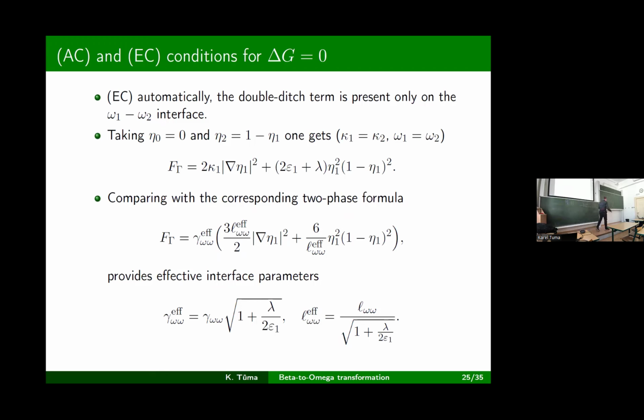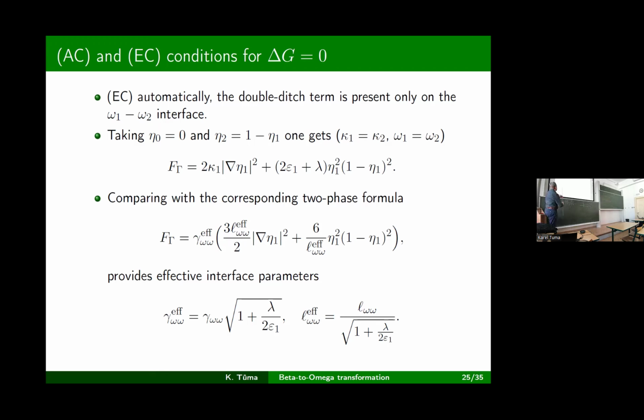Also, as I said in the beginning, we want the algebraic consistency condition and the evolution consistency condition to be satisfied. So if we are on the edge between beta and some variant of omega, this is of course satisfied because this double ditch additional term is 0 on these edges. But of course it is present when we are on omega variant, and this is fine because we never stay on omega. This is for us a forbidden state.